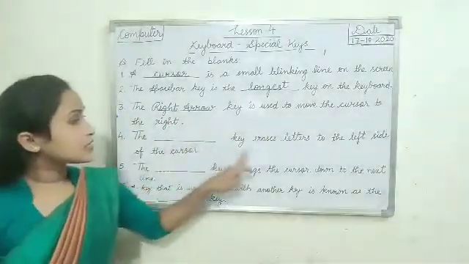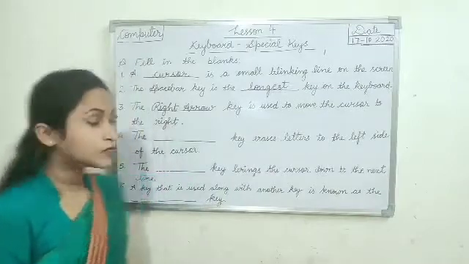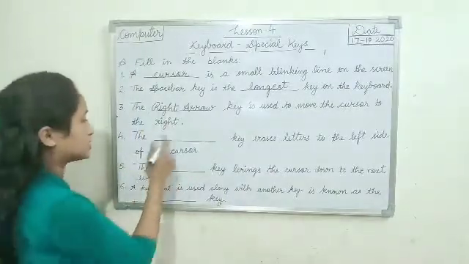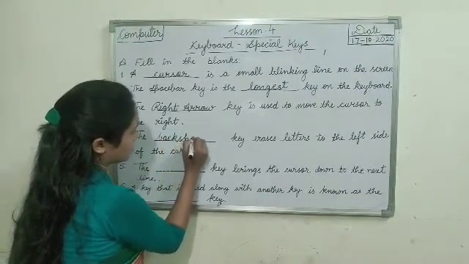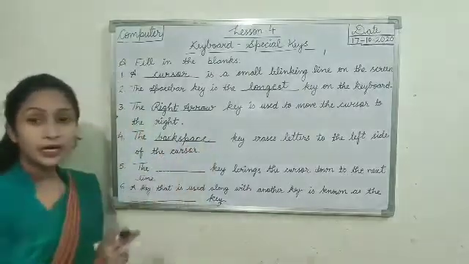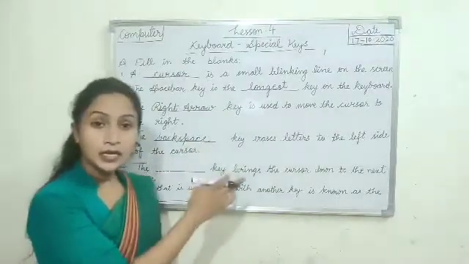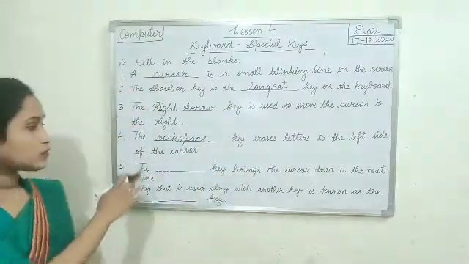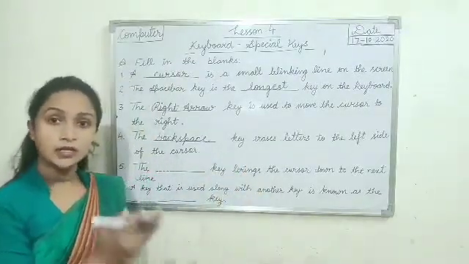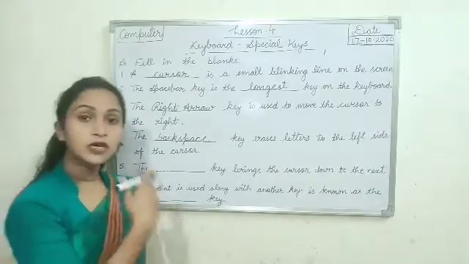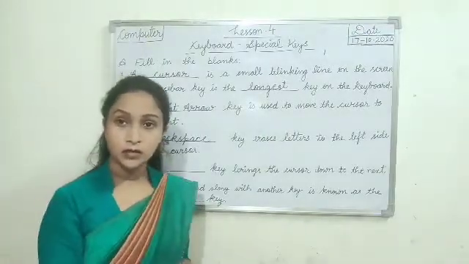Next, the dash key erases letter to the left side of the cursor. So which key erases letter to the left side of the cursor? Do you know? Yes. Backspace key. B-A-C-K, back, S-P-A-C-E, space. Backspace key erases letters to the left side of the cursor, and delete key erases letters to the right side of the cursor. Okay?